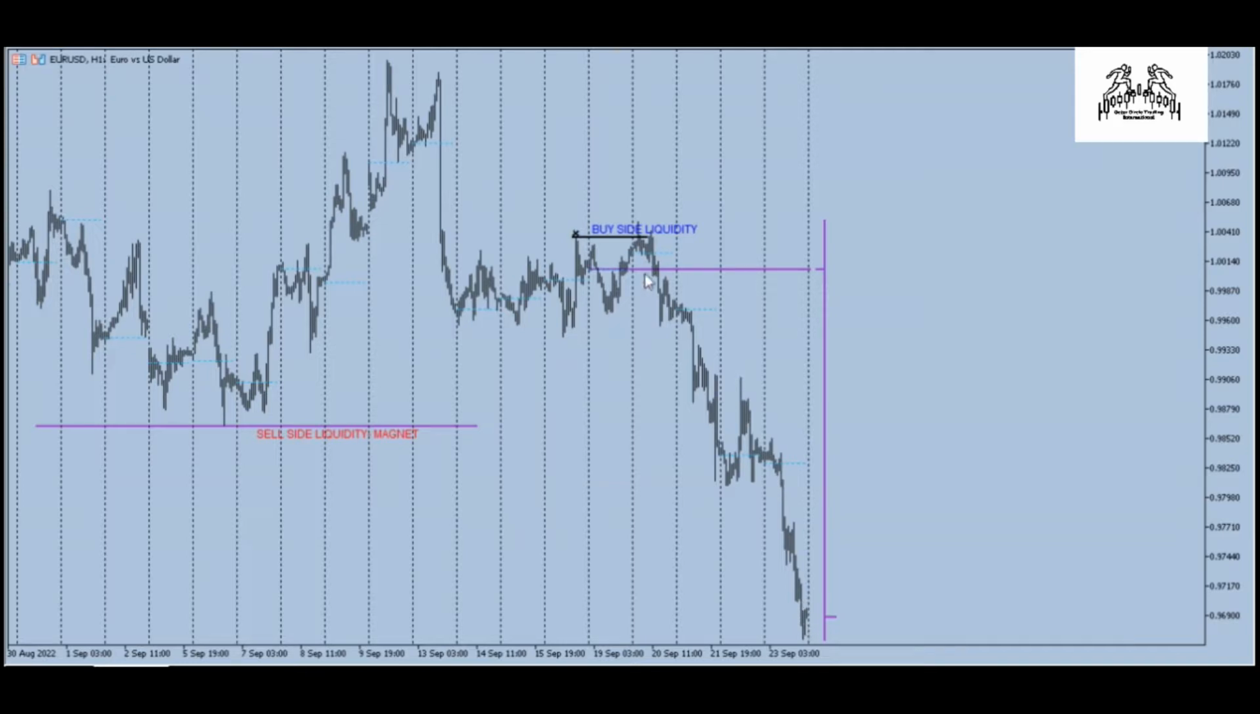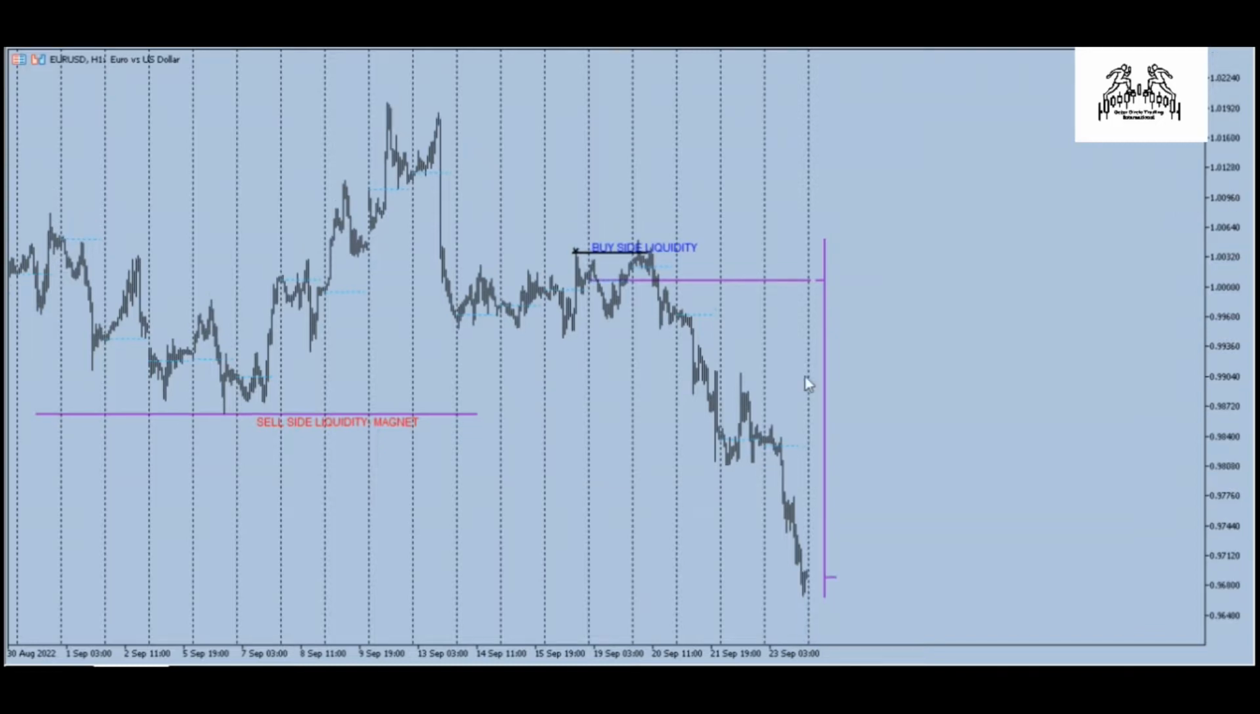So there was a strong expansion to the downside. So that's what you really need to understand. This is Power of 3: accumulation, manipulation, expansion, and distribution. So this is Power of 3 being so evident.